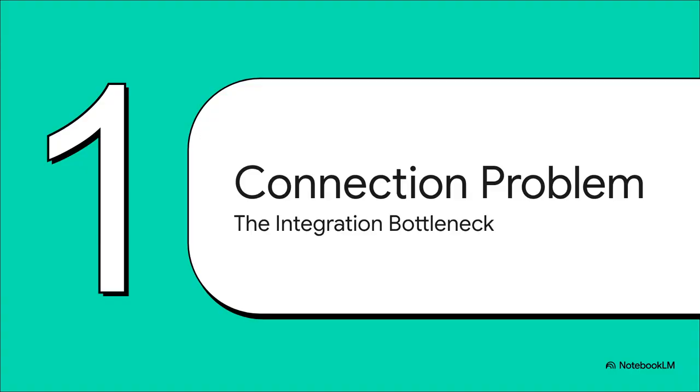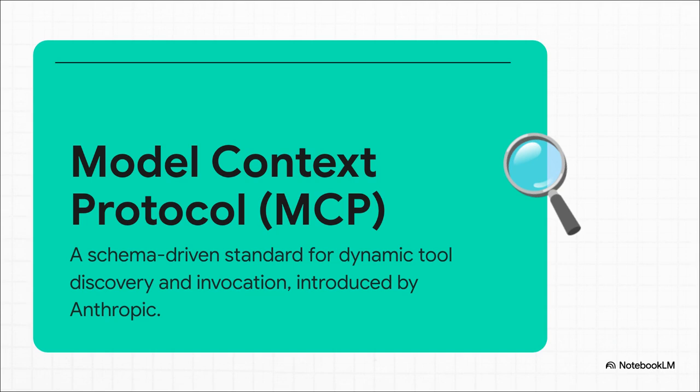So to really get why this new approach is such a big deal, we first have to look at what people were trying before, a standard that had a great idea, but a really big catch. That standard is called the Model Context Protocol, or MCP. It came from Anthropic, and the idea is fantastic.